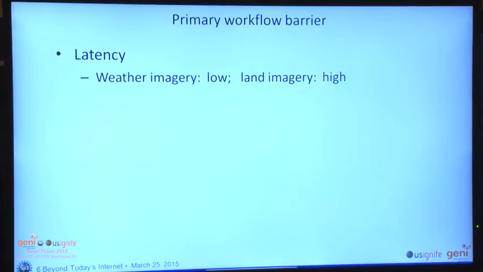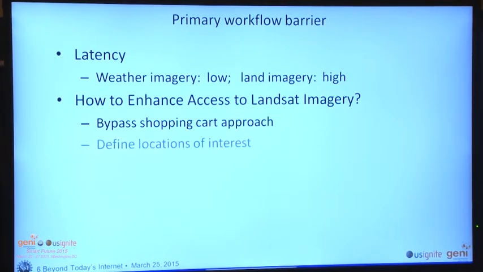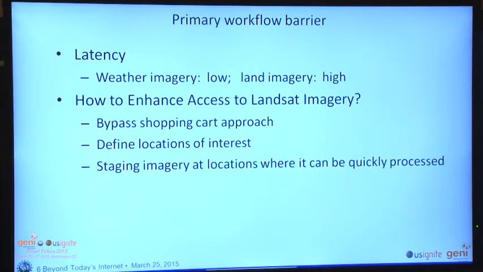So the problem is that the meteorologists need the data when it matters, and the Landsat imagery generally gets there too late the way it's developed now. So we're trying to reduce that latency. Part of the way we can do that is by bypassing this sort of shopping cart approach that is typical of land remote sensing data, define the locations of interest automatically, and stage that imagery near those locations where it can be quickly processed.